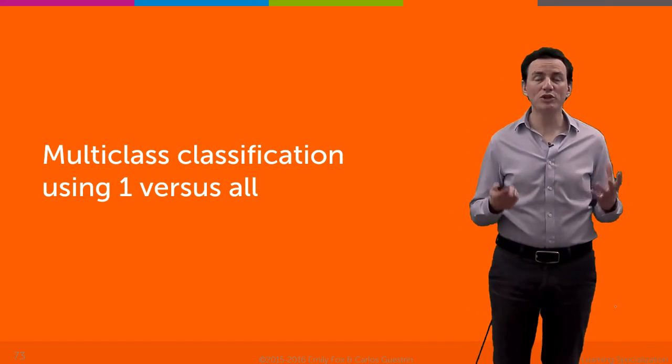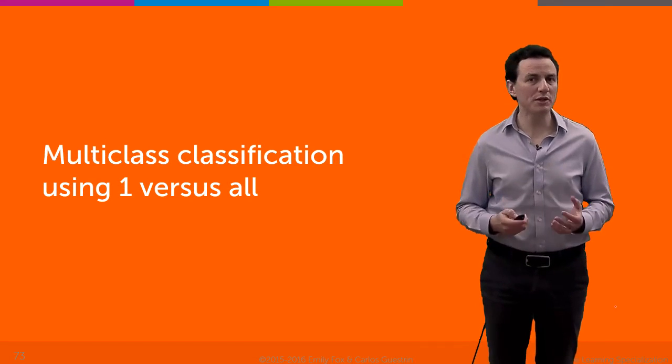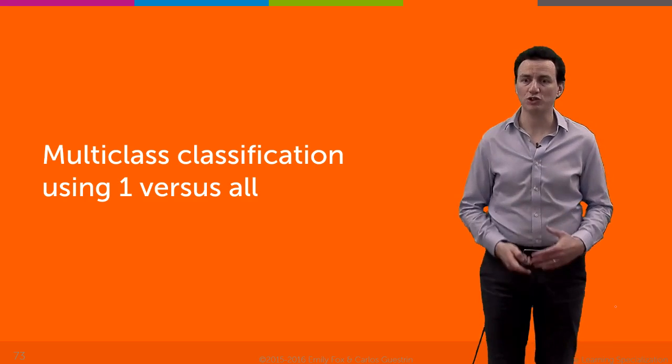Finally, let's talk about multi-class classification. And in particular, we're going to talk about perhaps the simplest but extremely useful approach for doing multi-class classification. It's called one versus all approach.